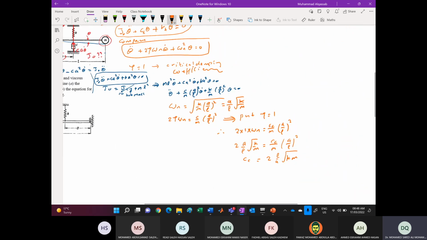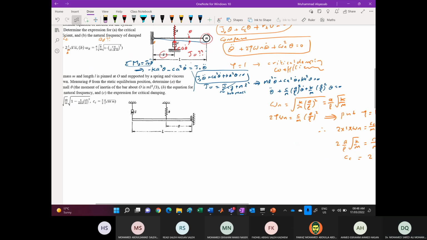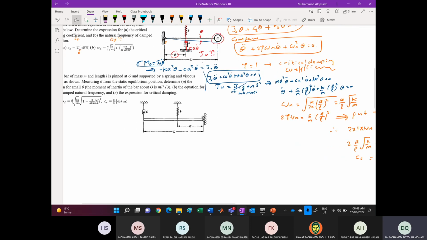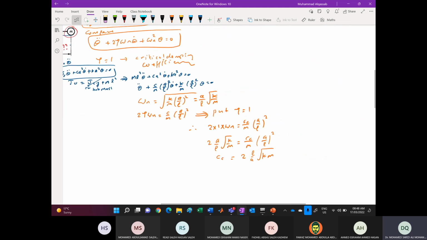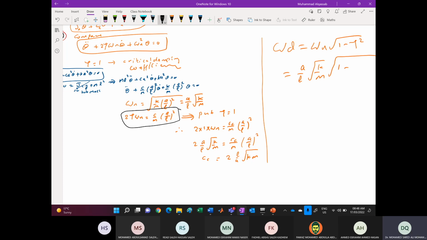And the other thing is to find the damped natural frequency, the natural frequency of damped oscillation. So it is not omega n, it is asking for omega d. Omega d, from this equation, is omega n square root of 1 minus zeta squared. Omega n is A over L square root of K over M, times square root of 1 minus zeta squared. Zeta, again, we go back to this equation to find zeta.